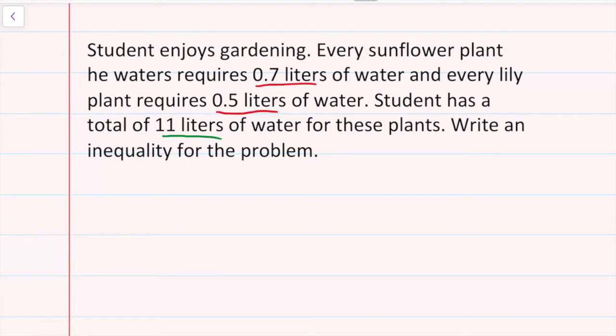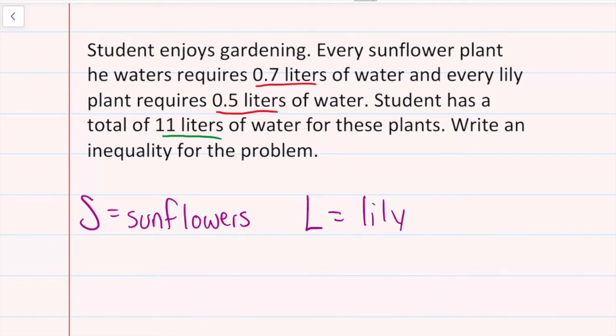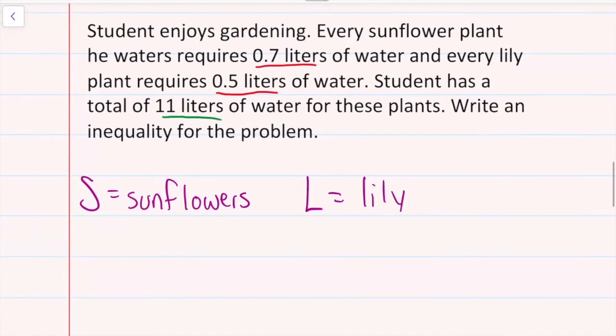The first thing we have to do is use some letters to classify the two things we're talking about. The first thing we're talking about is a sunflower. Would it make sense to call it S for sunflower? So that's going to be our letter for sunflower plants. And what about lilies? Could we just call them L for lily? And now we're ready to begin our inequality problem.